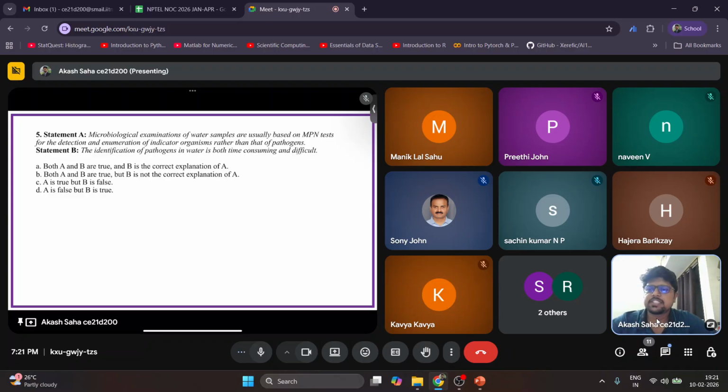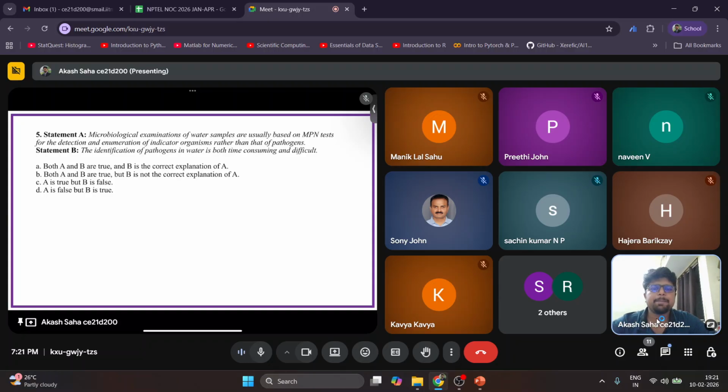So next problem. Statement A says microbiological examinations of water samples are usually based on MPN test for the detection and enumeration of indicator organisms rather than that of pathogens. Statement B, the identification of pathogens in water is both time consuming and difficult. So which of the statements are true and whether the first statement is the correct explanation of the second statement.